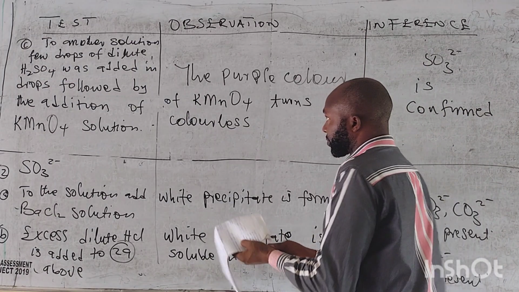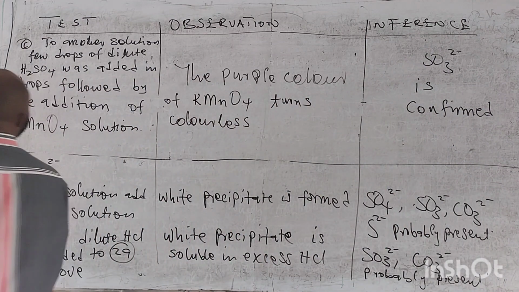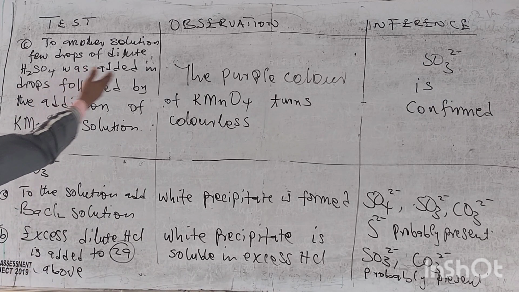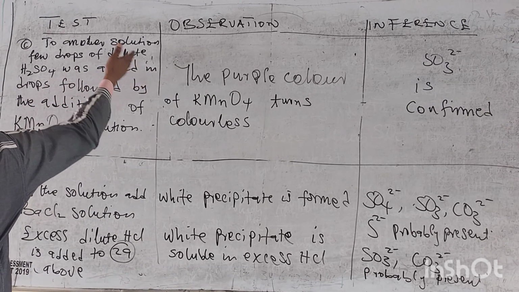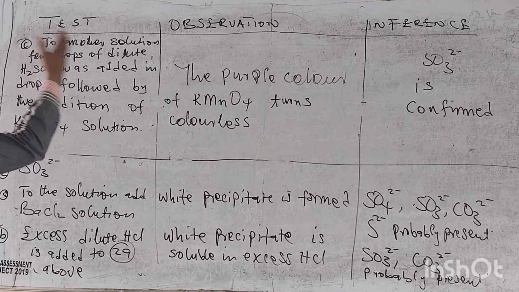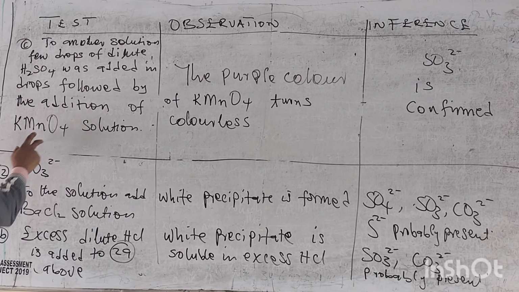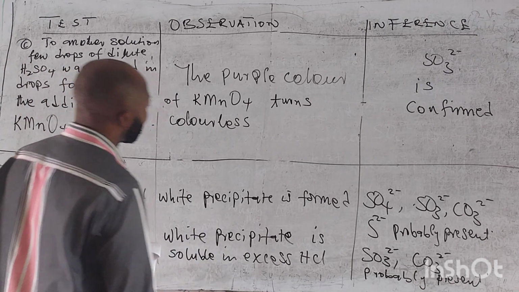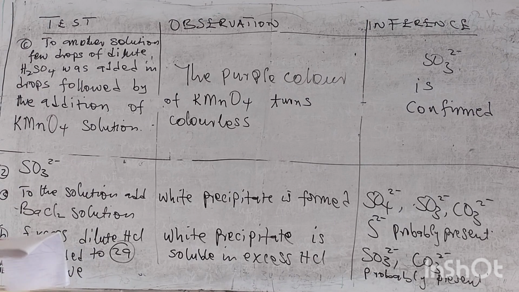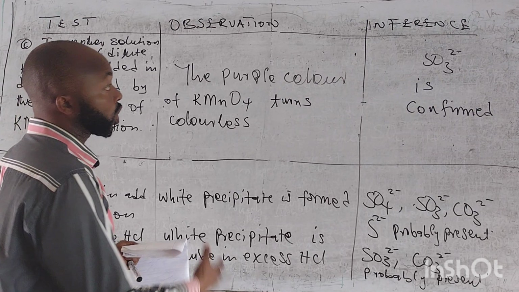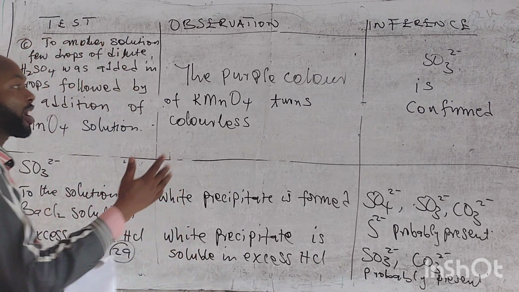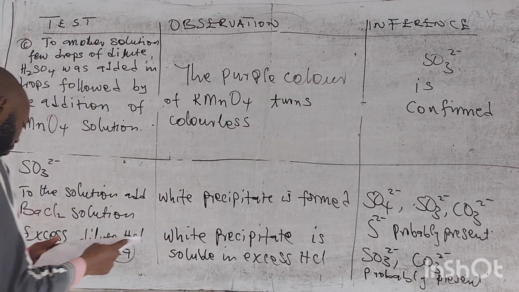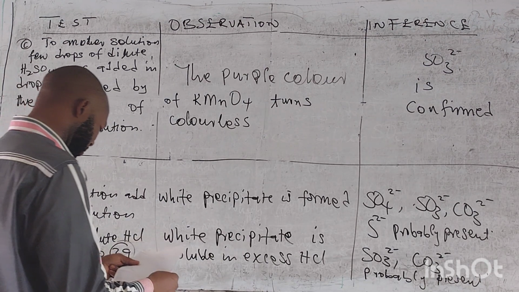Now, the C, to that solution we add a few drops of dilute tetraoxosulfate(VI), followed by the addition of KMnO4 solution. The purple color of KMnO4 turns colorless, so SO3 2- is confirmed. That is the confirmatory test for that. So we're done with our 2.